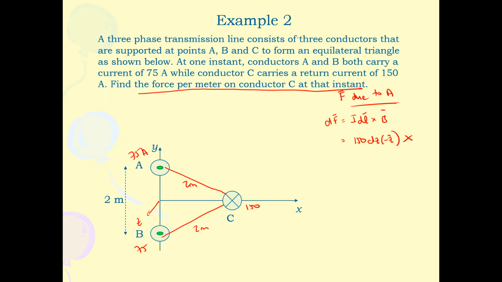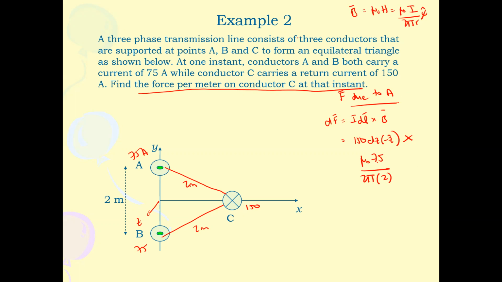Whereas for the B vector, which is produced by conductor A, you can write it as mu naught of 75 divided by 2 pi, and we have a perpendicular distance from conductor A to conductor C equal to 2 meters. This is based on the equation mu naught I over 2 pi r in the phi direction.